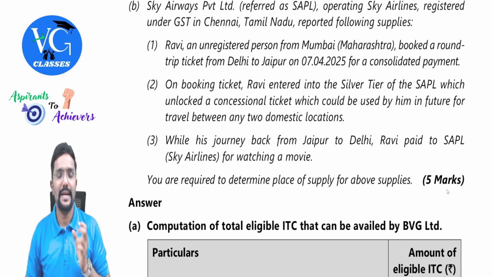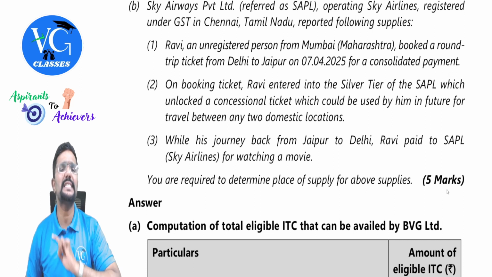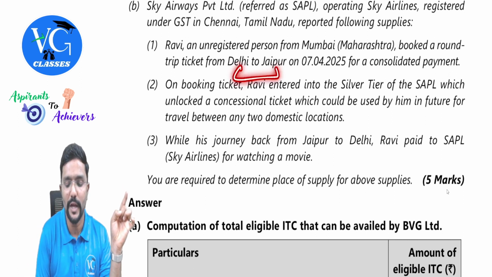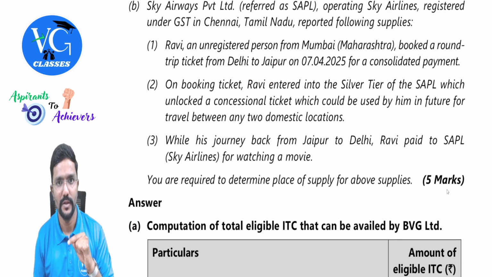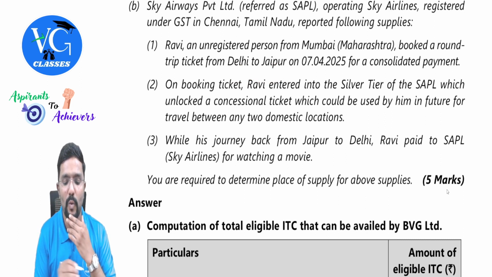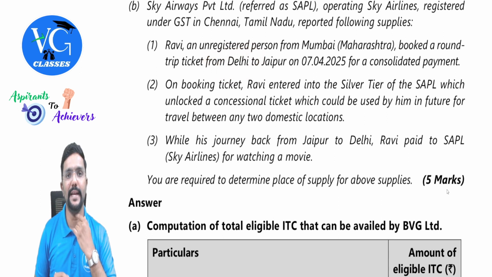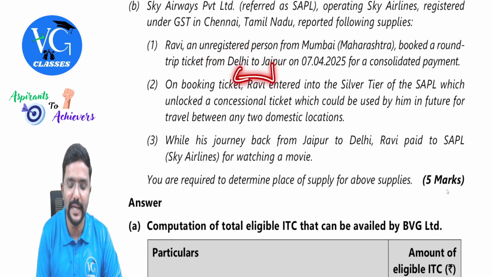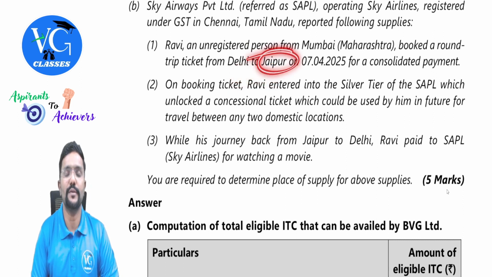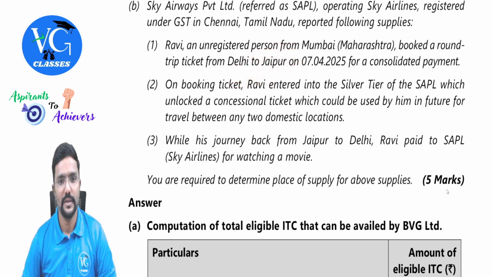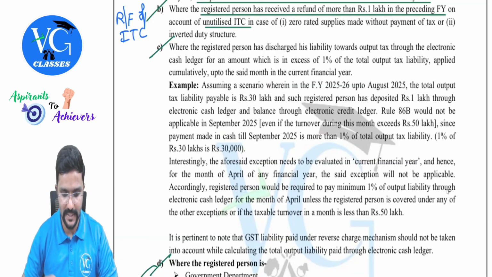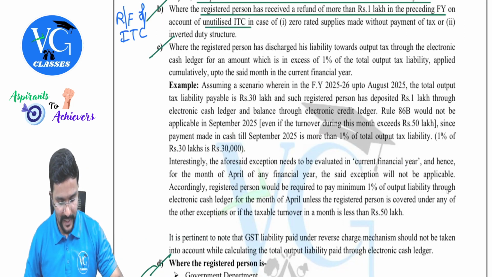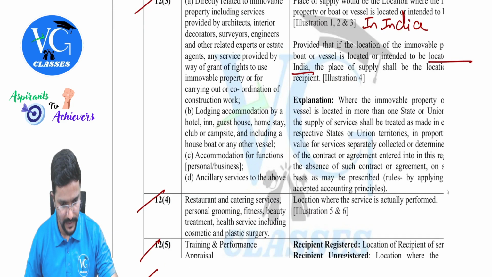Guys, when there are two journeys, that is going as well as coming back, we need to treat them as separate journeys. That is going onward journey Delhi to Jaipur. And as recipient is unregistered, what would be the place of supply? Starting point Delhi. And for the return journey, which should be treated separately, Jaipur to Delhi, what is the starting point? Jaipur. That would be the place of supply. Just a minute, I will show you. You can come to place of supply provision for services. This is under services, guys.